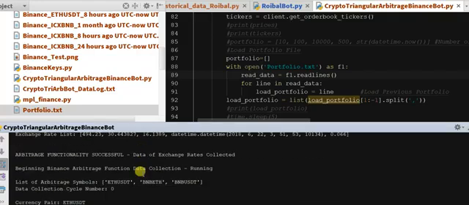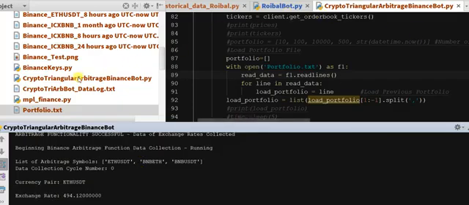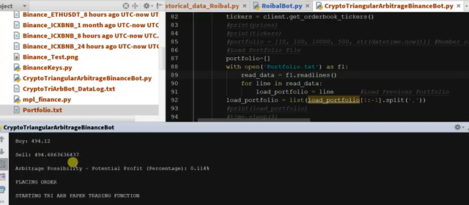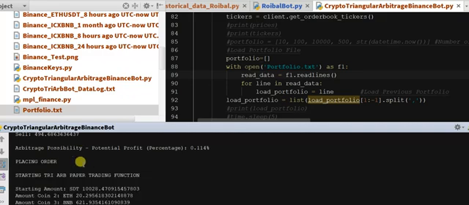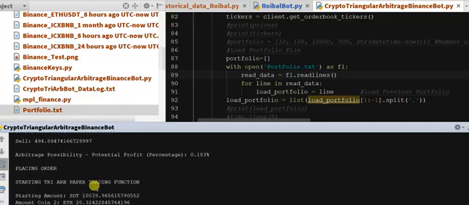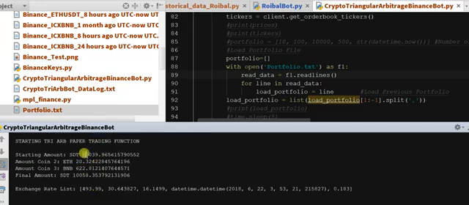All of this gets logged within the crypto arbitrage bot data log, and it's just going to keep a running tally of all of our profitable trades. Here we go, a little bit higher potential profit, 0.114%, and we're going to start with 10,028 and end with 10,039. This just keeps a running tally, and then after it does 5 trades or the time period, it's going to find the most profitable exchange.